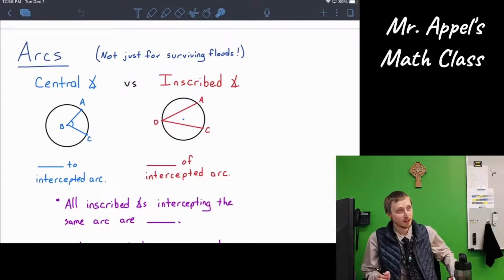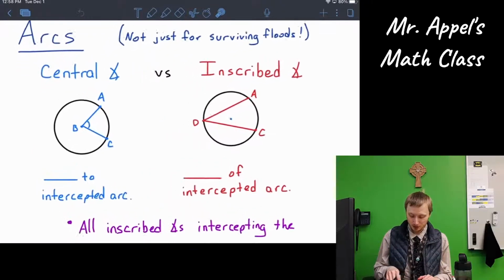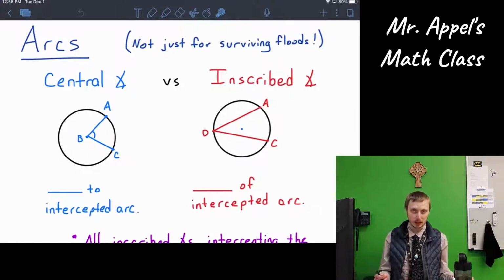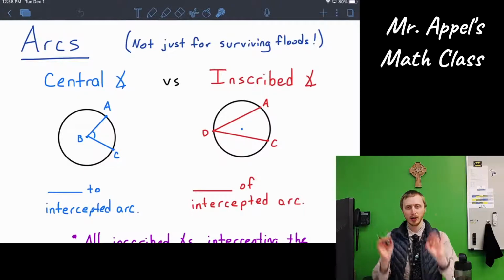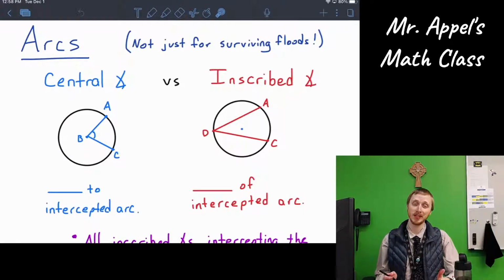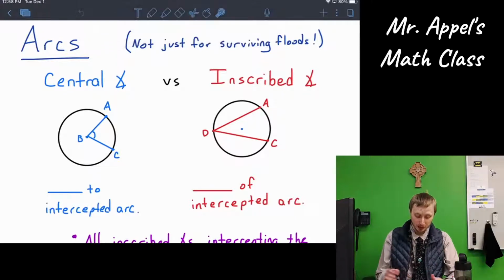Not just good for surviving floods, right? And before we can do anything with the arcs themselves, we must first look at what slices them up in the first place, right? Because an arc is a portion of the circle. So what caused us to start portioning? Well, usually the result of some kind of an angle intercepting the arc of the circle. And that could come out of the central angle here. Right? It's a central angle because its vertex is on the center of the circle.